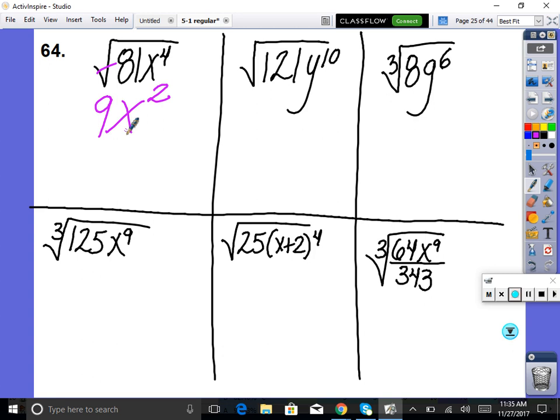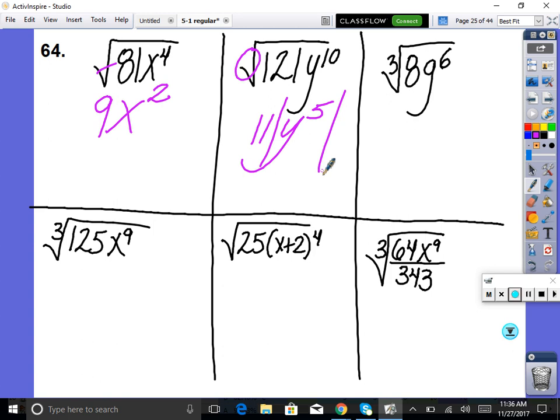Didn't fit the criteria. Yeah, because the square root of 9 is not negative, right? So we're good. Numbers won't ever need it. Square root of 121y to the 10th becomes 11y to the 5th. Now look, even root, yes. Odd exponent, yes, so we need to add absolute values in our answer.